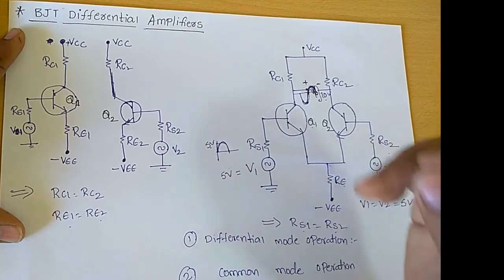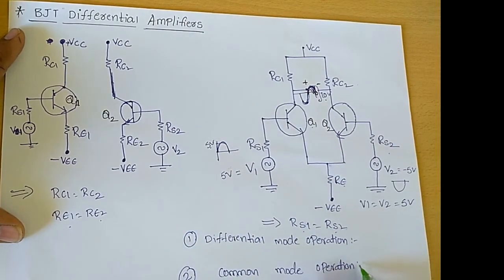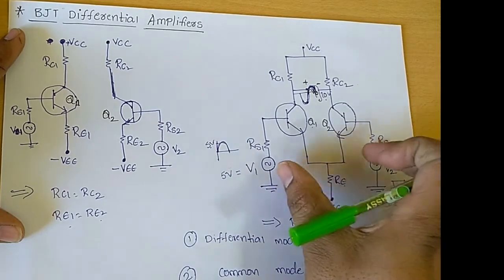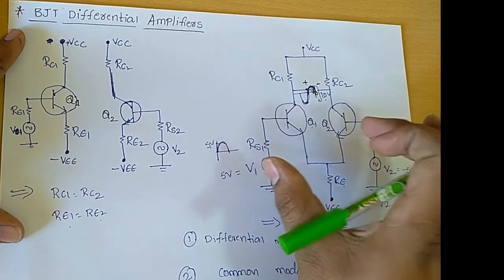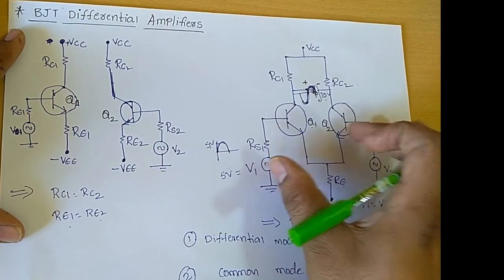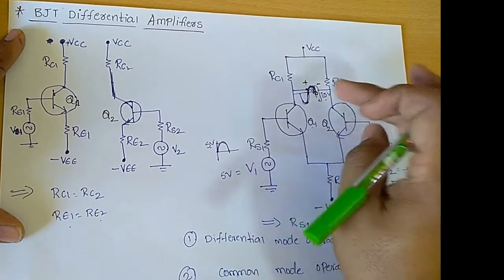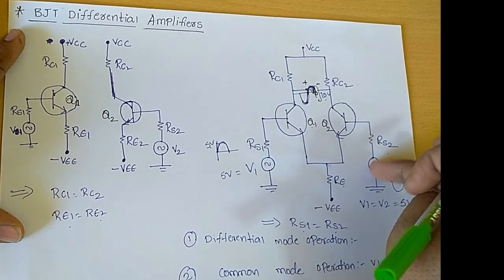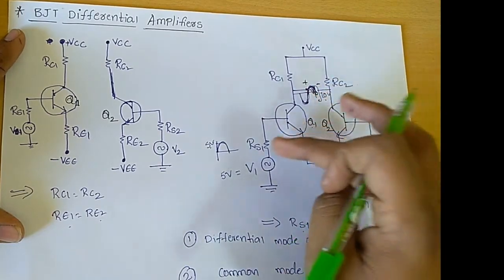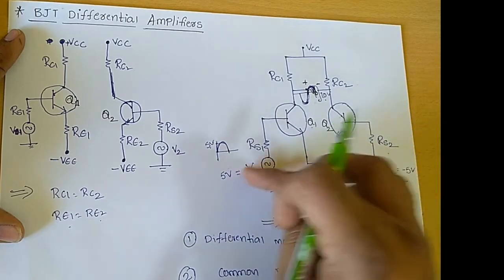Next we need to understand the common mode operation. In common mode operation, we give both the input voltages equal to the differential amplifier, that is V1 equal to V2 equal to 5 volts. At that time, the differential amplifier should produce the output equal to 0. But practically, does this circuit produce the output equal to 0? No, because the differential amplifier output not only depends on the difference between the two input signals, the output also depends on the average of these two input signals.